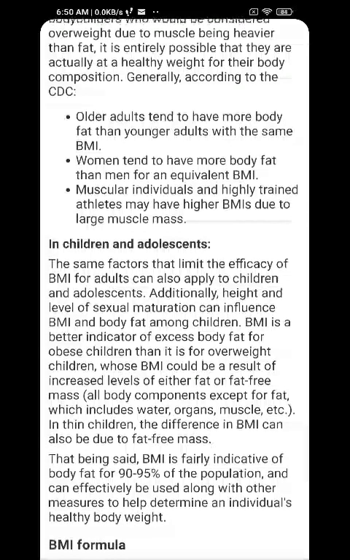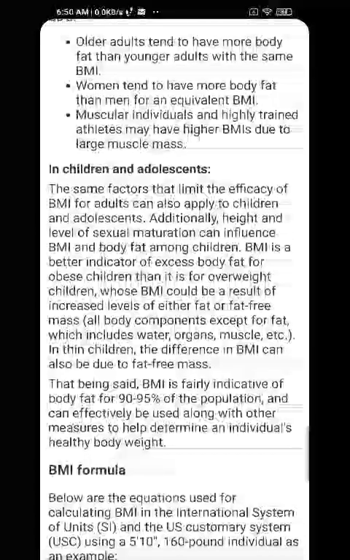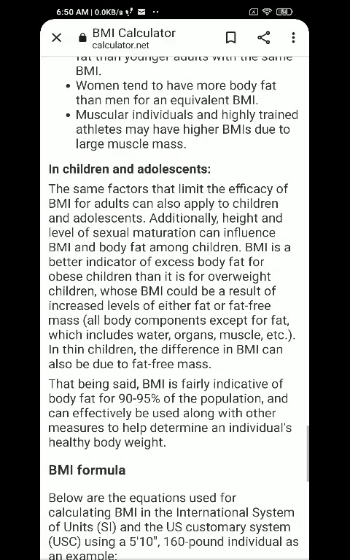All right, so in children and adolescents, the same factors that limit the efficacy of BMI for adults can also apply to children and adolescents. Additionally, height and level of sexual maturation can influence BMI and body fat among children. BMI is a better indicator of excess body fat for obese children than it is for overweight children, whose BMI could be a result of increased levels of either fat or fat-free mass. That is all body components except for fat, which includes water, organs, muscle, etc. In thin children, the difference in BMI can also be due to fat-free mass.